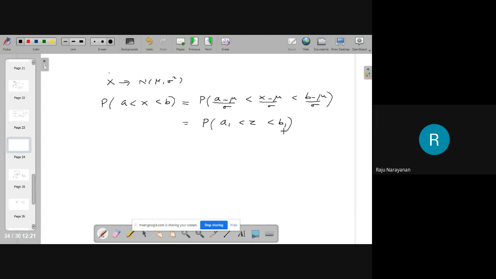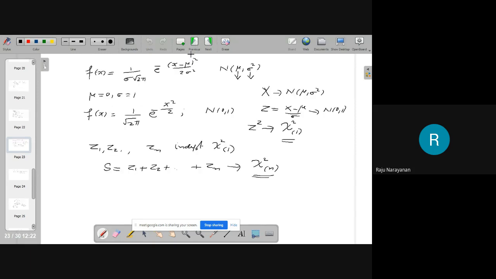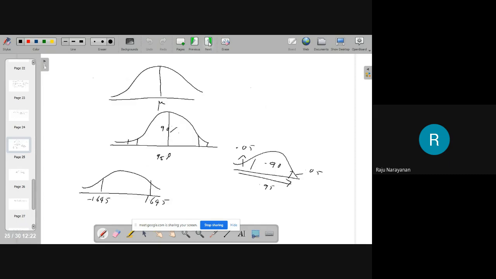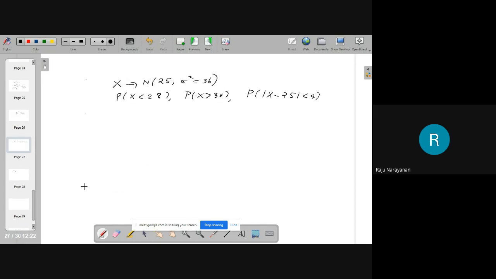Therefore, for any normal distribution which is not standard, meaning the mean is different from 0 and the variance is different from 1, you can convert that to standard normal. The probability between A1 and B1 for a standard normal and the probability between A and B of an ordinary normal are equal. That result you have to remember. This one we have to use here.